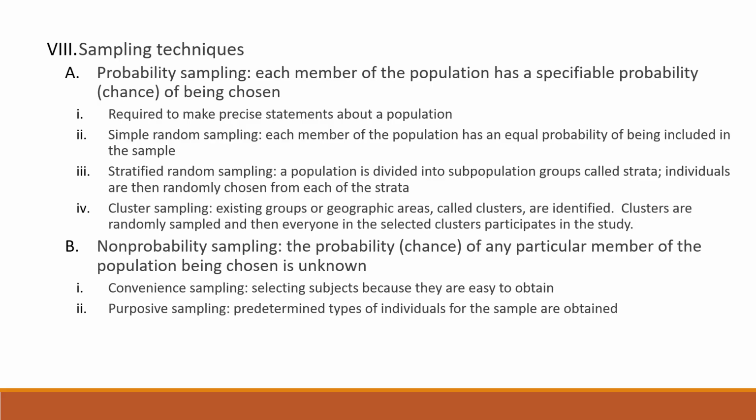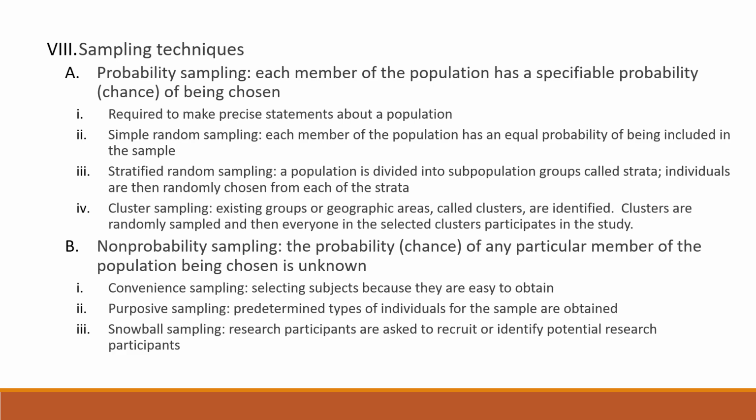Then there's purposive sampling, in which we have predetermined types of individuals obtained for the sample. This is a form of convenience sampling in which we go a step further and only sample people that meet a specific criteria. I study food and decision making, and while I tend to sample college students, I have to make sure they don't have an eating disorder before we continue, because that will create some variation in my data. Then there's snowball sampling, in which research participants are asked to recruit or identify potential research participants, essentially having them go out and tell their friends so we can bring in more people.